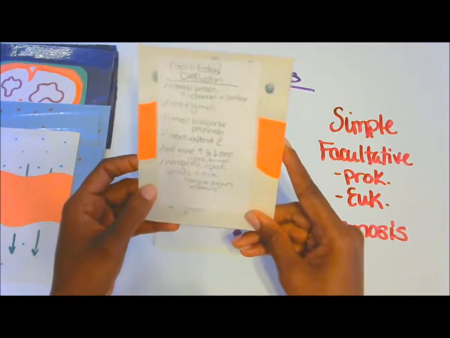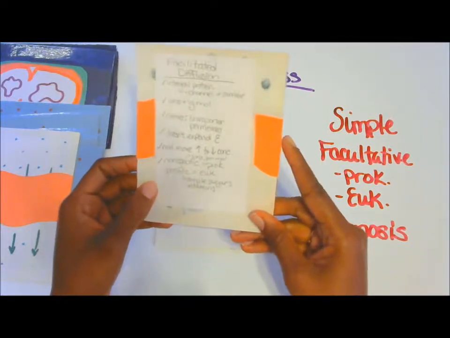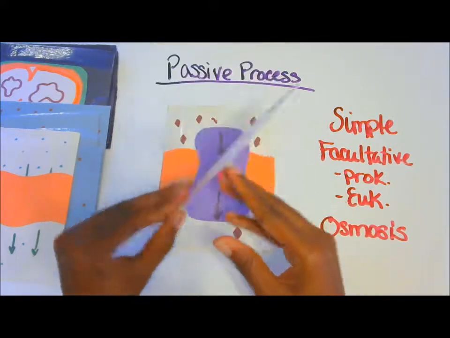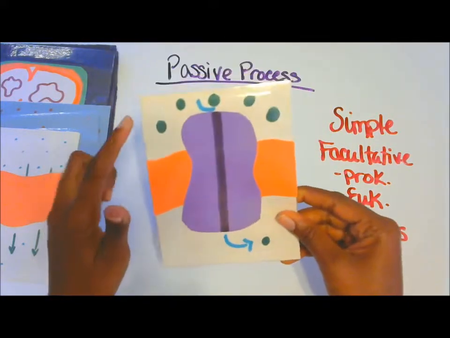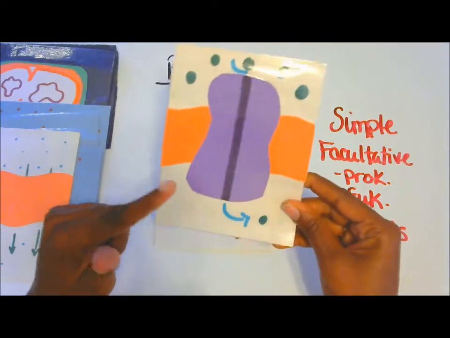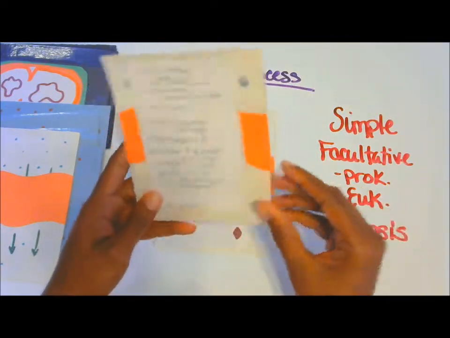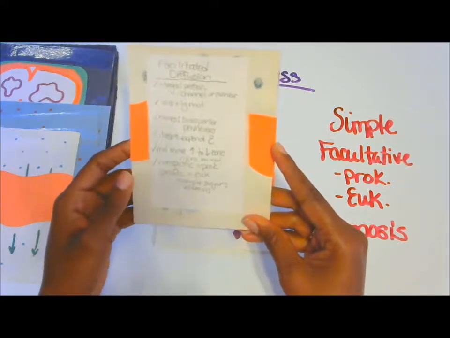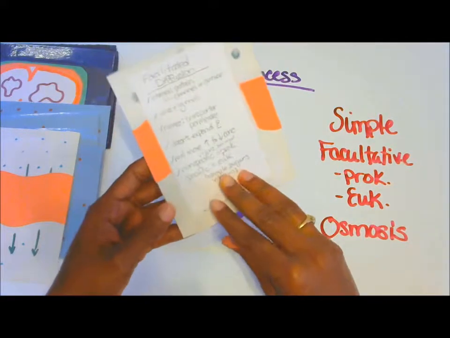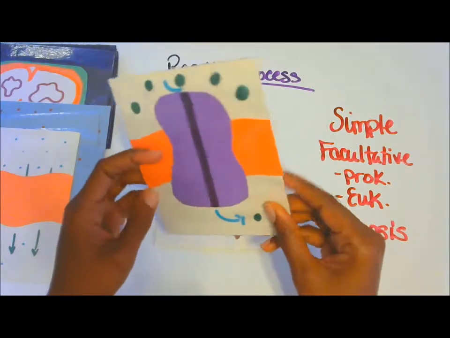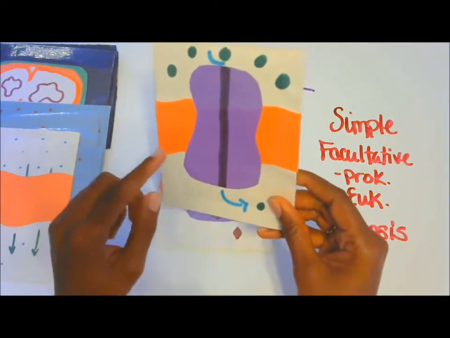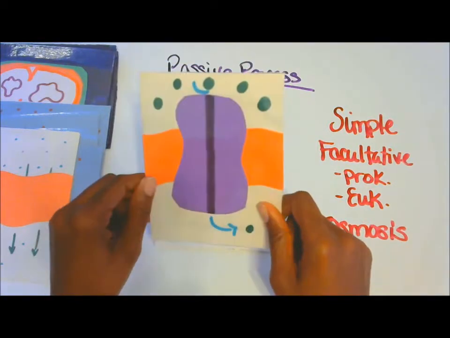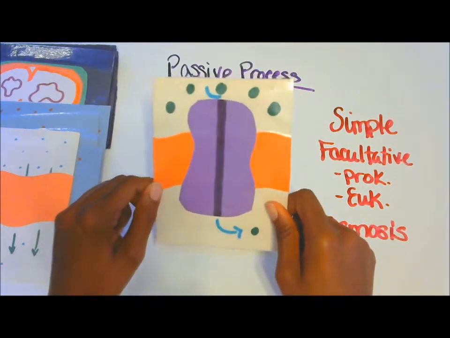In facultative diffusion, energy is not expended. Molecules move from high concentration to low concentration, and you see that here, from high concentration to low concentration. These proteins are non-specific, so ions and small molecules move through the permease or transporters in prokaryotes. They're non-specific proteins in prokaryotes.